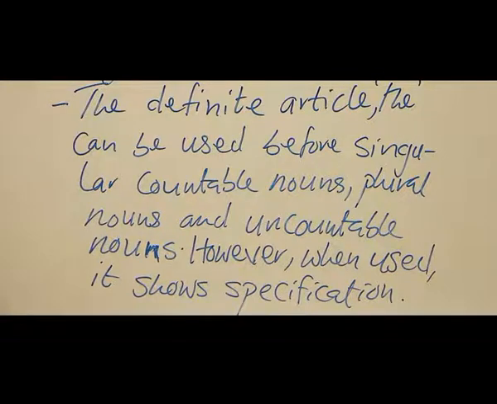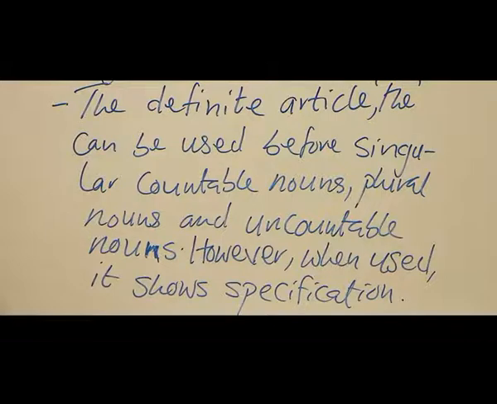Then the next thing we need to note: the definite article the can be used before singular countable nouns, plural nouns, and uncountable nouns. Now, what does that mean? We can say the ball, the egg, the house. These are singular countable nouns. We can also say the balls, the eggs, the houses. These are plural nouns, because it's only countable nouns that you make plural, so we don't even need to say plural countable nouns. Then we have uncountable nouns. We can say the water, the oil, and any other uncountable nouns. We can use the definite article before any one of them.